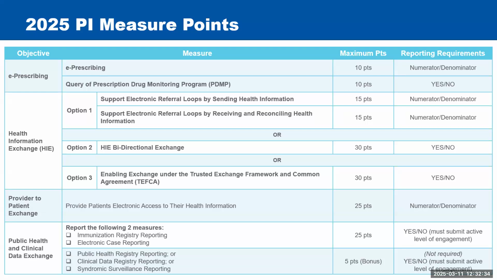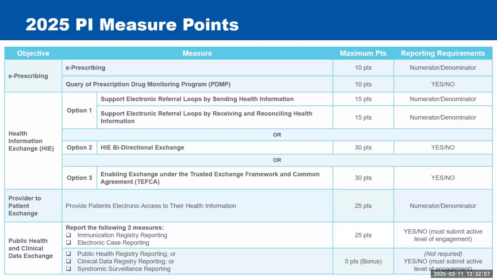Lastly, we have the public health and clinical data exchange objective. We discussed the specific measures in our previous webinar of the series. So if you're looking for more information or if you weren't able to attend that webinar, I would encourage you to go check out that recording. But the first component to this objective is the immunization registry and the electronic case reporting.